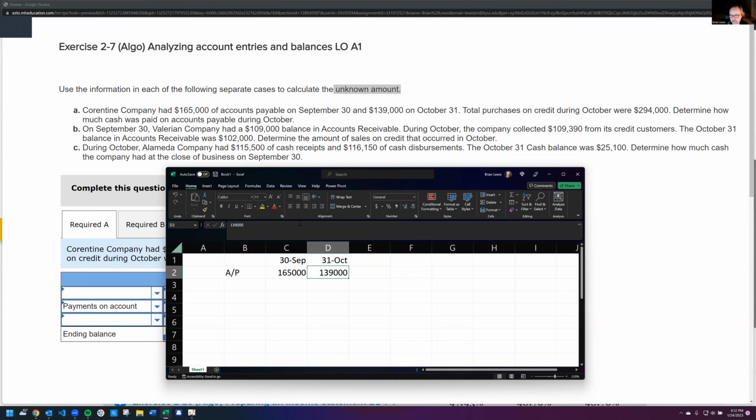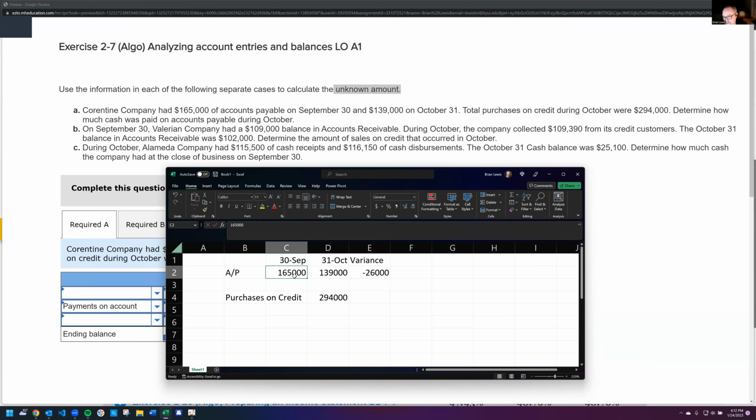Which I'm just going to calculate up front as a variance. So this is a change, a decrease of 26,000 from one month to another. Okay. Total purchases on credit during October were $294,000. Total purchases on credit was 294. That's too big.